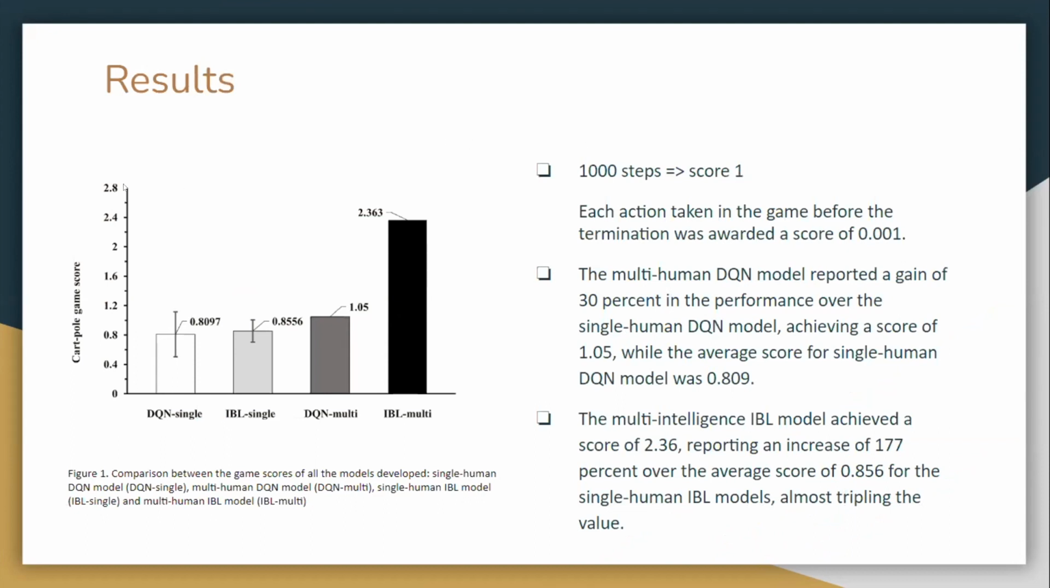As we can see, the y-axis presents the score that was attained, and a score of 1 means for 1,000 steps the player was able to prevent the pole from falling over. The single human DQN model got an average score of 0.8. The single human IBL model also got a score of around 0.8, but slightly higher at 0.85. The DQN multi-human model got a score of 1.05, whereas the IBL multi-human model got a whopping score of 2.36.